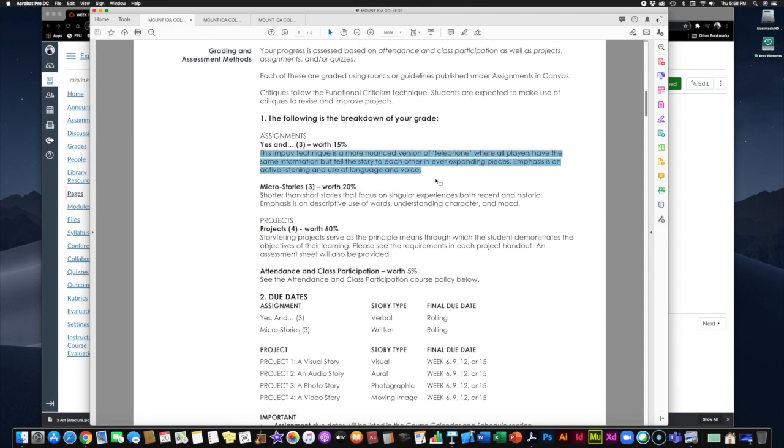Now, sometimes we might do these in person in class on Wednesdays, and sometimes we might do these virtually using the discussion board on Canvas. But either way, they'll work the same way, and you'll see they pop up on the schedule as we go along. Next, micro stories. You guys are going to be writing some very short stories, and there are 3 of them, just as there are 3 yes ands. And those are also worth, these are worth 20% of your grade.